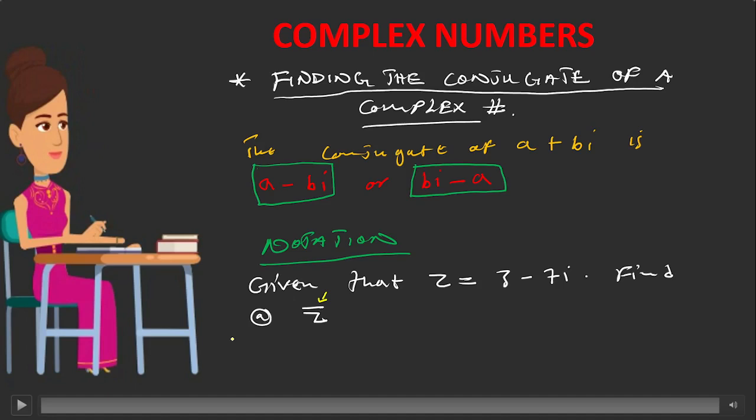The bar on top of z simply means that we are looking for the conjugate of z. Some questions might not use the words, find the conjugate of whatever. So for some questions, they just put a bar like that.